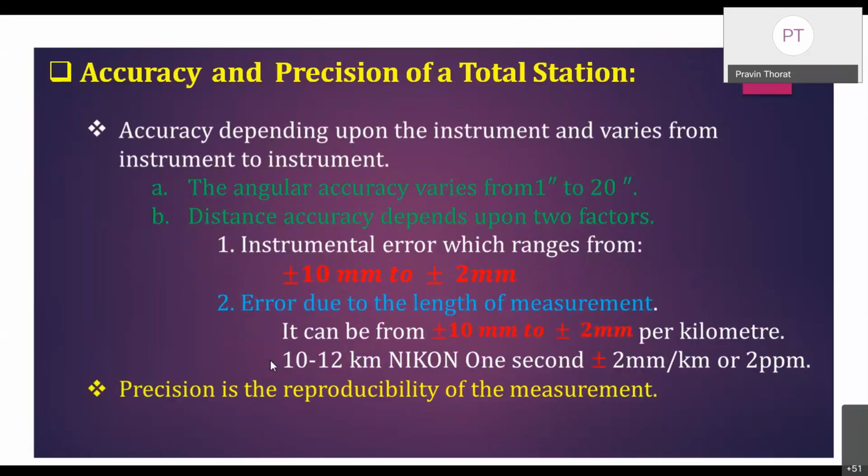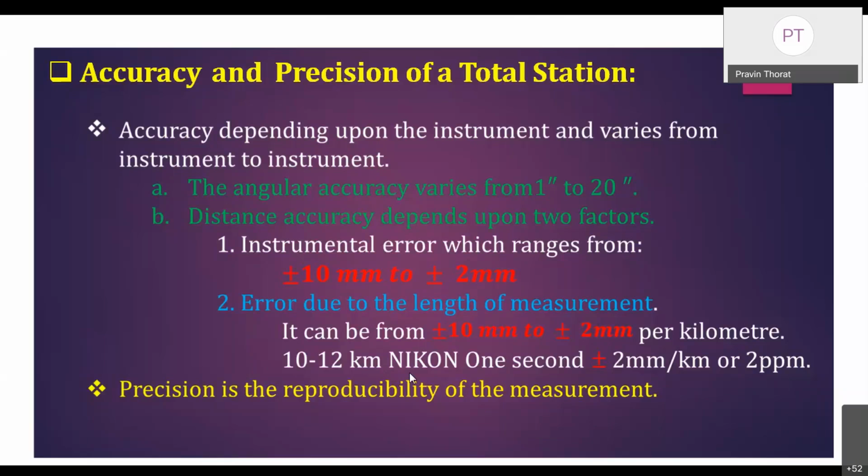This is accuracy and precision. As we know, we need accurate survey data for plotting a map or doing any type of calculations. For that, we have to work very precisely and calculate accurately. In a total station, the accuracy depends upon the instrument and its various forms. The first is angular accuracy, which varies from 1 second to 20 seconds, depending on the type of model you use.